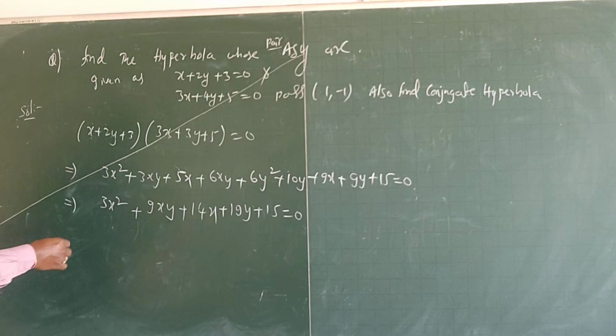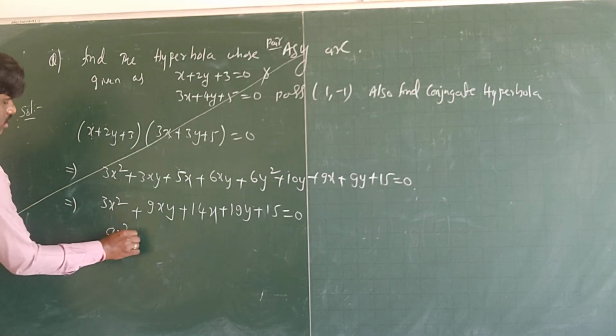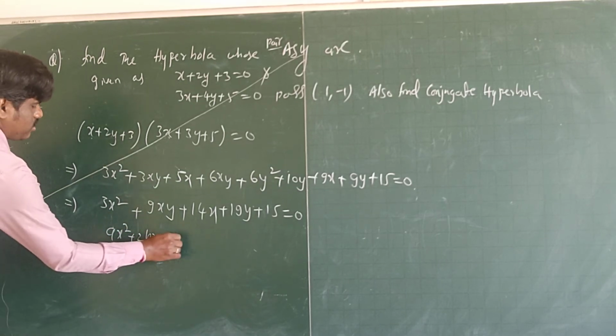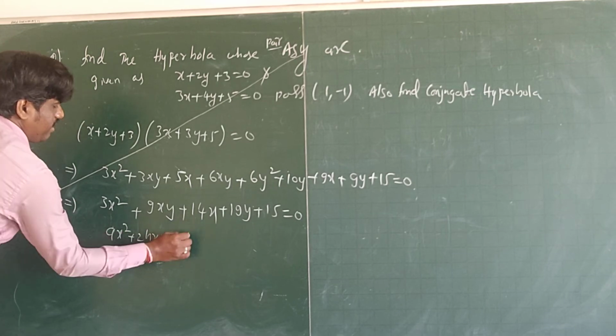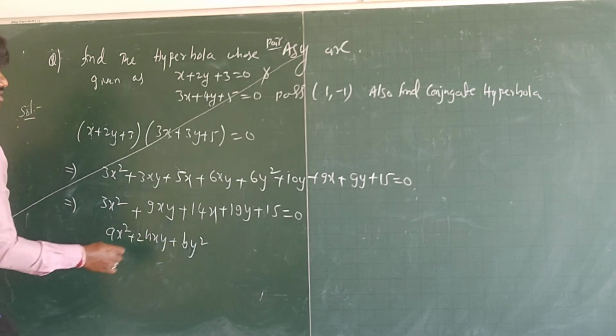It is in the form of ax square plus 2hxy plus by square. So I missed out 6y square.